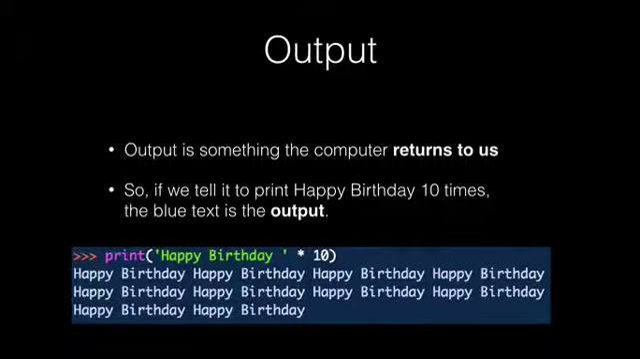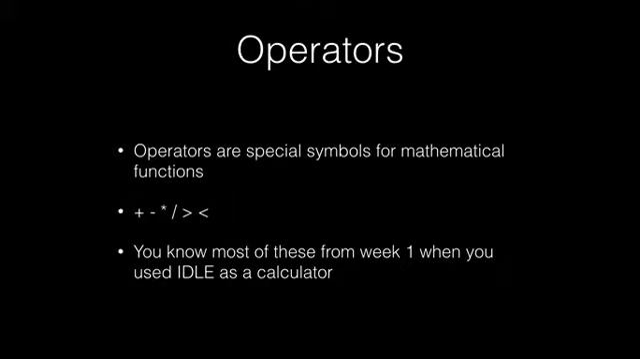What is output? Output is something that the computer returns to us. So if we tell it to print happy birthday 10 times, as in this picture, the blue text is the output. Operators are special symbols for mathematical functions like plus or minus, or multiply or divide, or greater than or smaller than. You know most of these from week 1 when you used IDLE as a calculator.